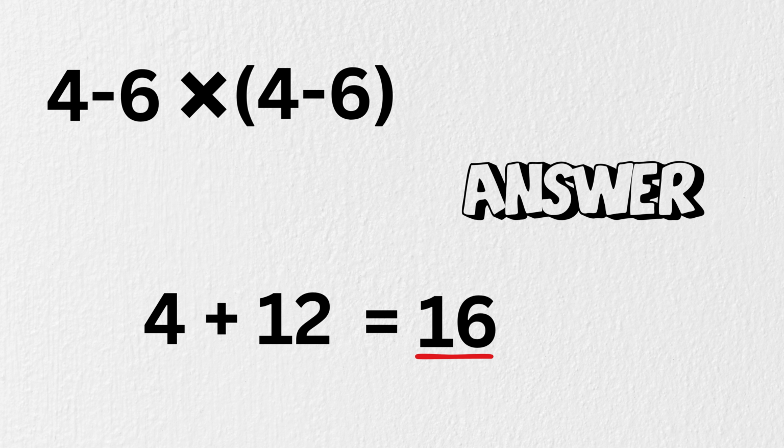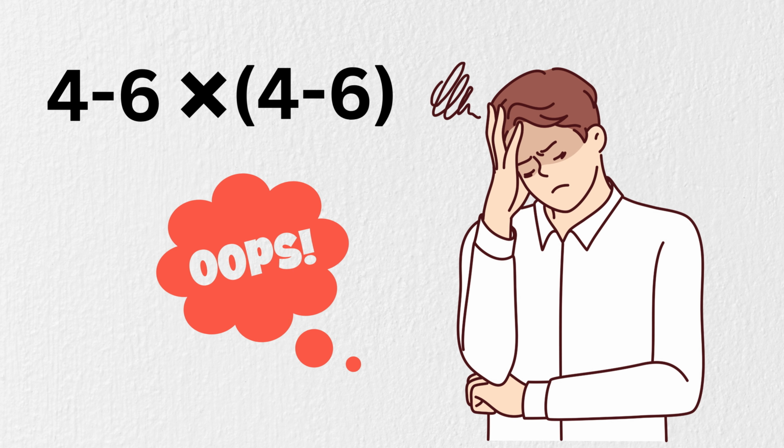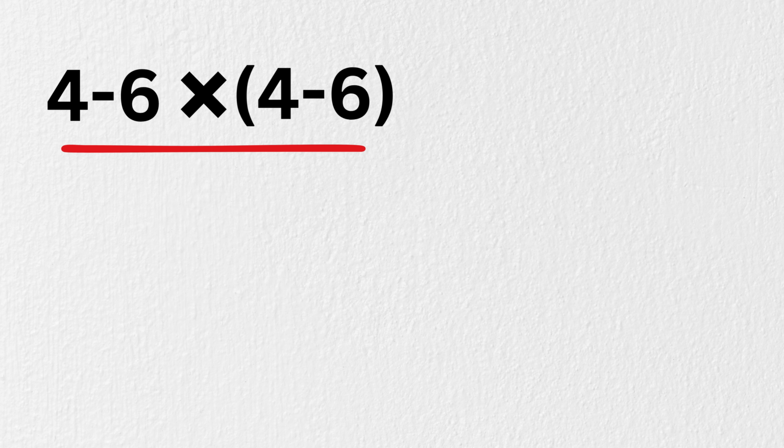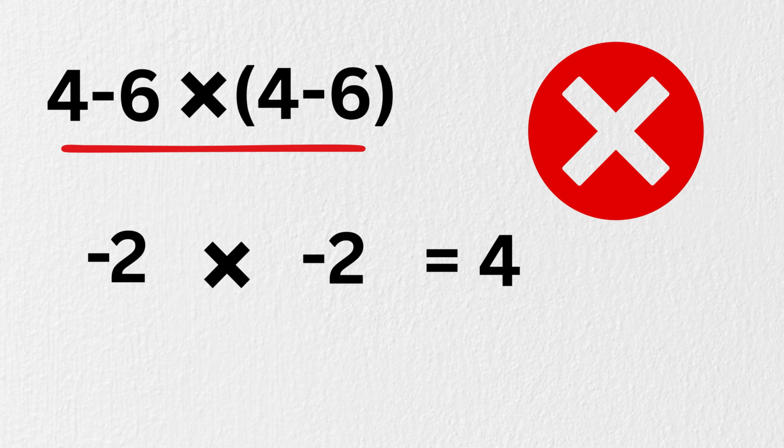But here's the catch. Most people make a really common mistake. They go left to right. 4 minus 6 equals minus 2. Then minus 2 times minus 2 equals 4. That wrong answer of 4 shows up all the time, just because they ignored PEMDAS.